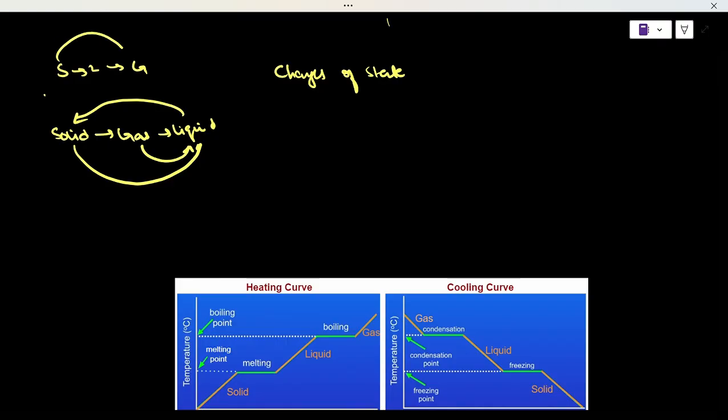Okay, so solid to gases, gases to solid, solid to liquid, liquid to gases, gases to liquid, and then liquid to solid. And all of these processes go by the names of boiling point, melting point, freezing point, condensation, sublimation, and all that. Okay, now the first idea that we need to study is something that we call melting point.